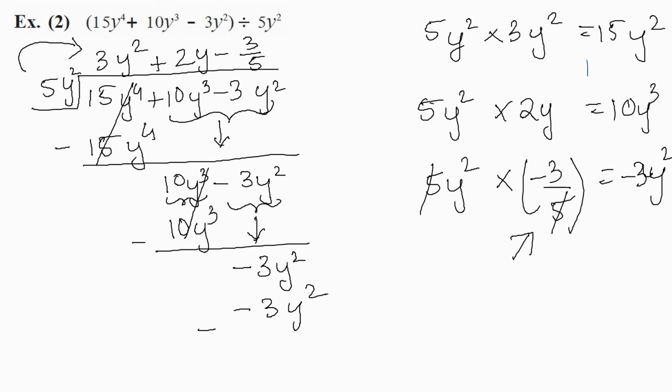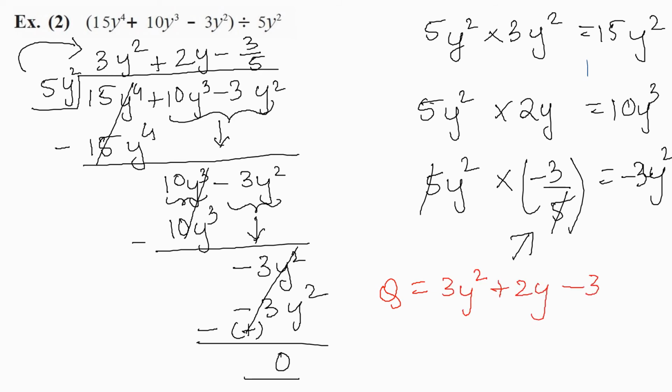And then we have to do the subtraction. So when you do the subtraction, the sign changes throughout, and minus 3y square and plus 3y square will get cancelled. And that's how you get your remainder to be 0. So from here, we can finally conclude that our quotient is 3y square plus 2y minus 3 by 5 and our remainder is 0.